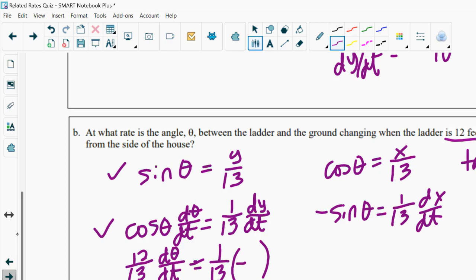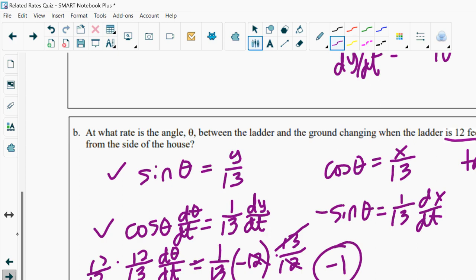But this was negative 12. That's what we got up there. So if I was solving this, I would multiply by the reciprocal. And then it works out very nicely because the 13s cancel and the 12s cancel, and you end up with negative 1 radian per second as your answer.